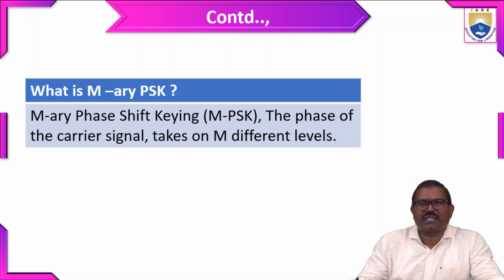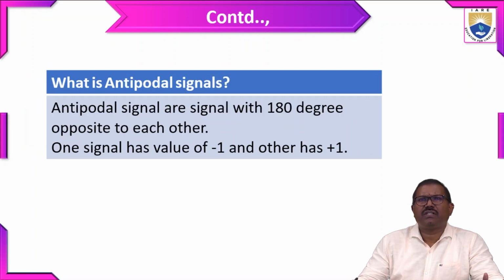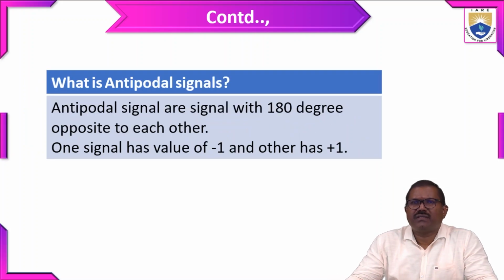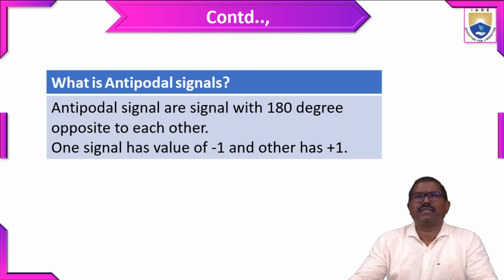Again, what is M-ary PSK? Similarly, M-ary PSK is also the phase of the carrier takes on M different levels. If it is ASK, the amplitude of the carrier takes M different levels. If it is FSK, the frequency of the carrier takes on M different levels. If it is PSK, the phase of the carrier takes on M different levels. Okay. What are antipodal signals? Antipodal signals are signals with 180 degrees opposite to each other.